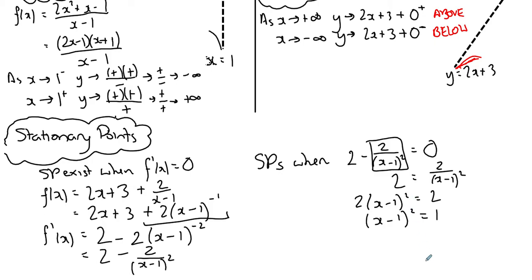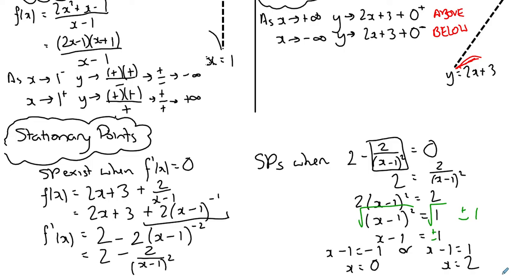A tricky thing here, because it's very easy to lose a sign, you could just say, oh well, take the square root of both sides and say that x minus 1 is equal to the square root of 1, which is just 1. But please remember that if you're taking the square root of both sides, the square root of 1 is plus or minus 1. So you'd have to write x minus 1 is equal to 1 or negative 1. Which gives you two answers, x equals 0 or x equals 2. And that's important. There's two stationary points.